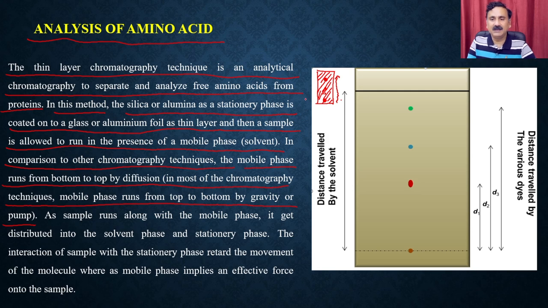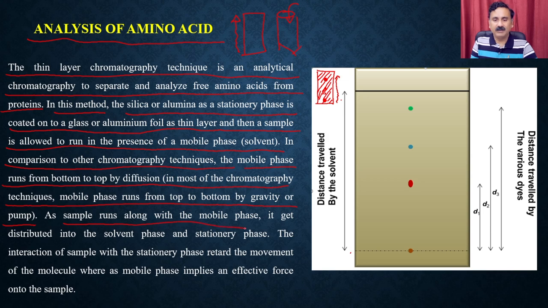Now, what you see here is that in TLC, you have the movement of the solvent from the bottom to top because of diffusion. Compared to that, in conventional chromatography, you always see the mobile phase running from top to bottom. For example, if you run a column, the water runs from top to bottom, whereas in thin layer chromatography, the solvent runs from the bottom to top because of diffusion.